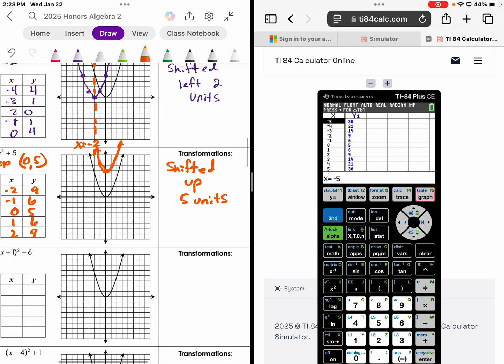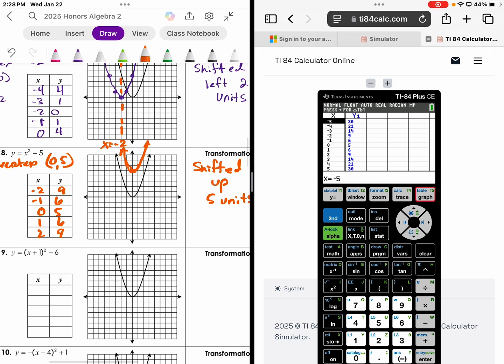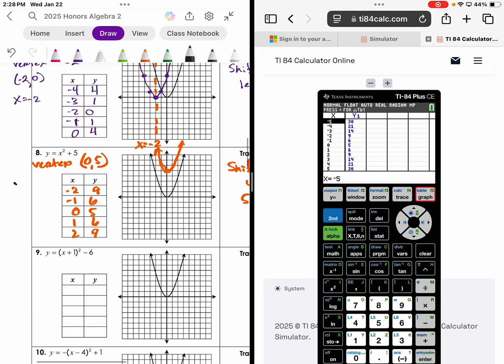Axis of symmetry happens to be the y-axis. My axis of symmetry is x is equal to 0. That's the axis of symmetry. So that happens to be the y-axis, which makes it tough to see sometimes. We just draw a little dashed line to highlight that a little bit better. Question so far?